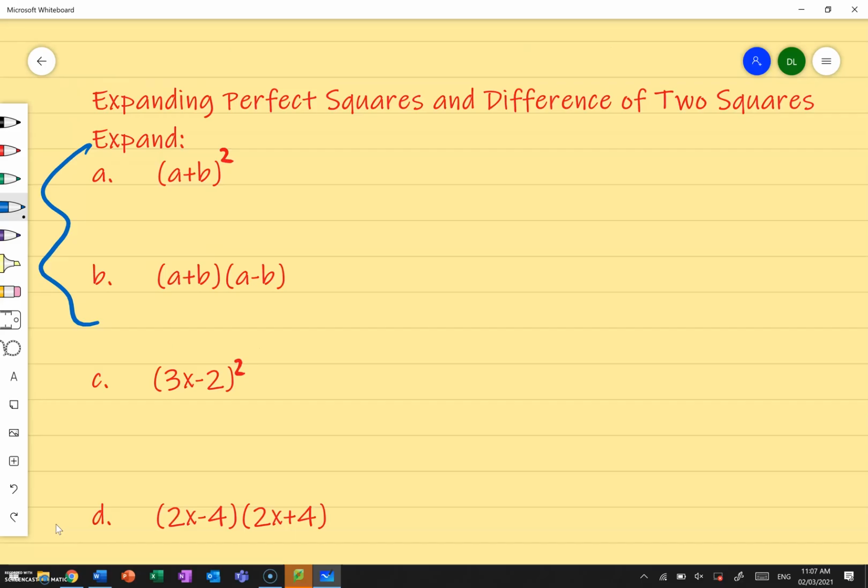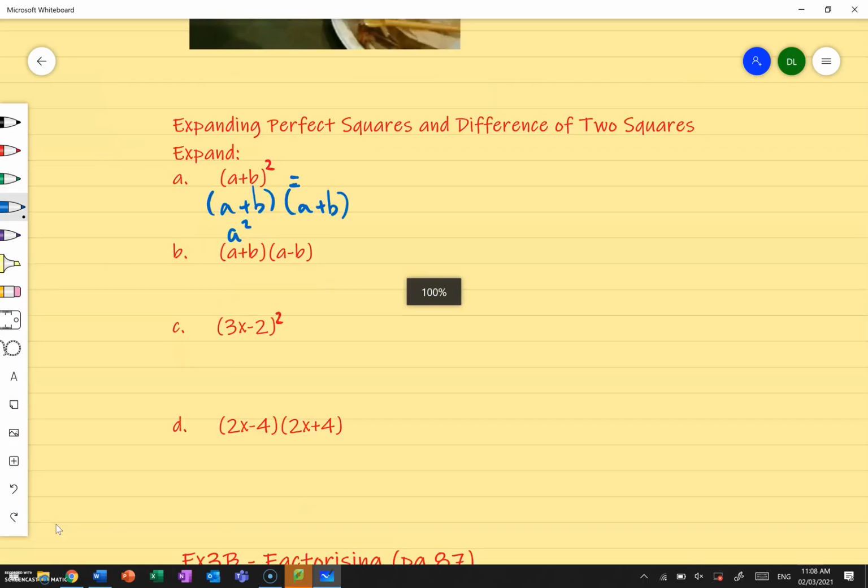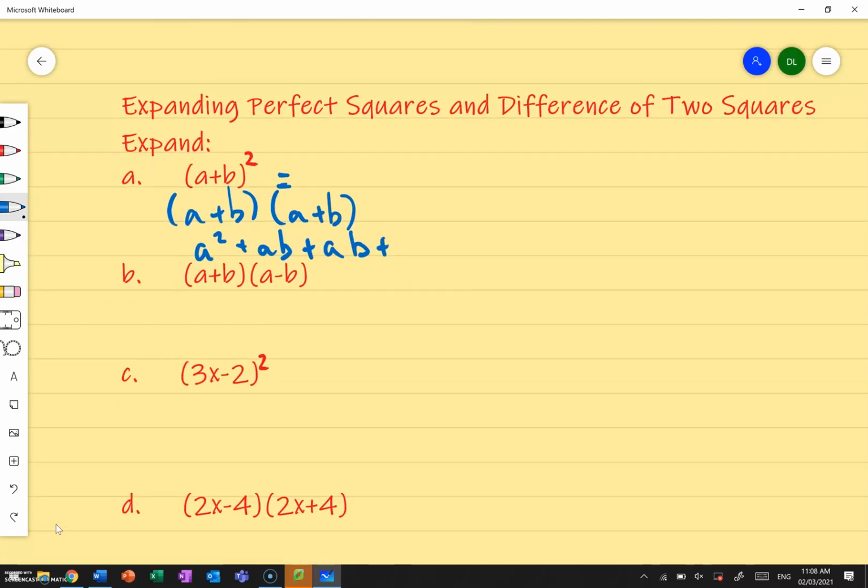All right, so the first one, we're expanding perfect squares. So in this case, I've got A plus B squared. If we go ahead and expand it, we end up with A plus B times A plus B. We all good with that? Lovely. So this is using FOIL. First is A times A, which gives me A squared. Outer is A times B, plus inner, A times B again, and then the last two multiplied gives me B times B, B squared. That therefore gives me A squared plus 2AB plus B squared. Are we okay with that?